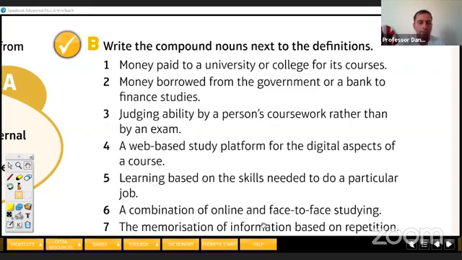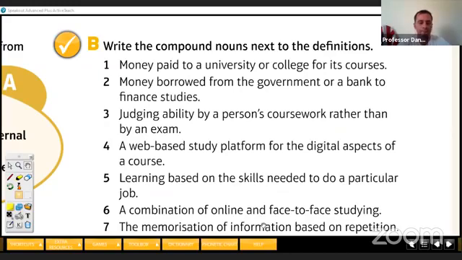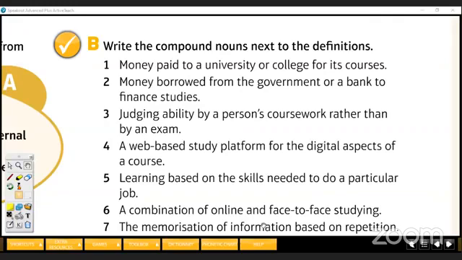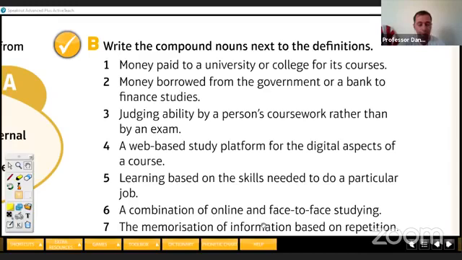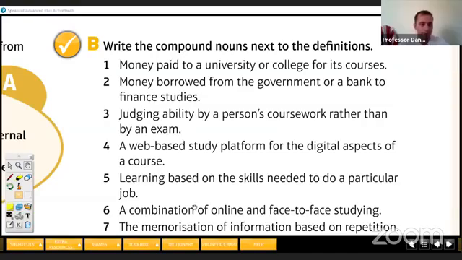Now number three: judging ability by a person's coursework rather than by an exam. Continuous assessment. Yes, continuous assessment. Number four: a web-based study platform for the digital aspects of a course. Come on. Virtual learning environment.